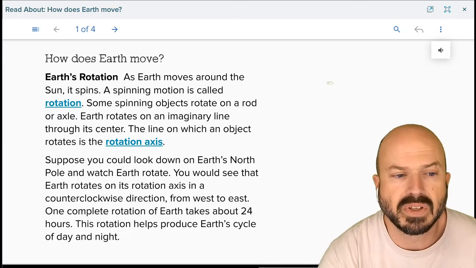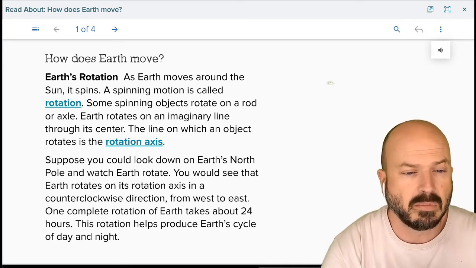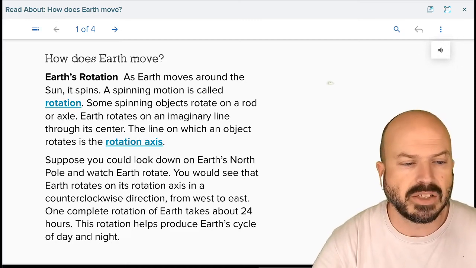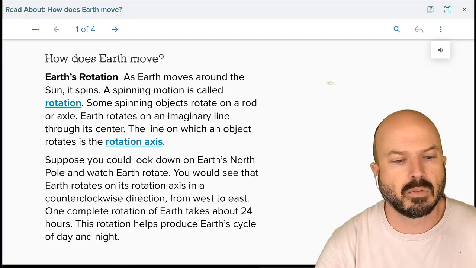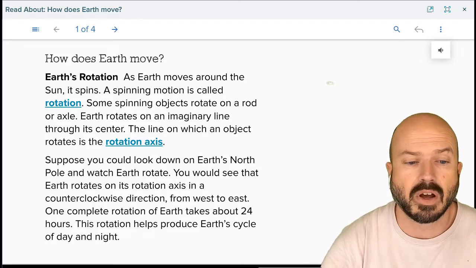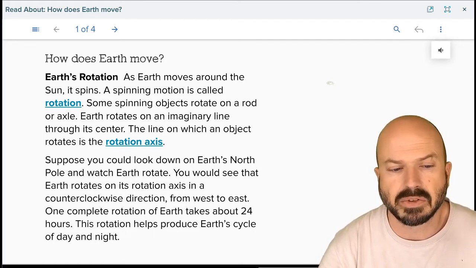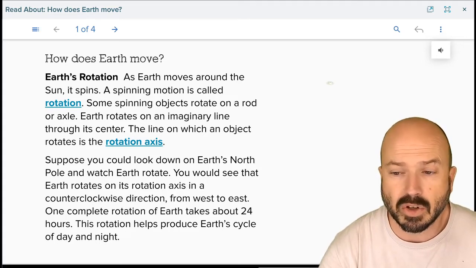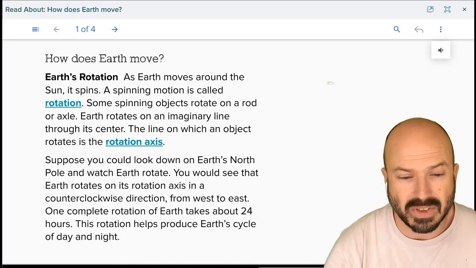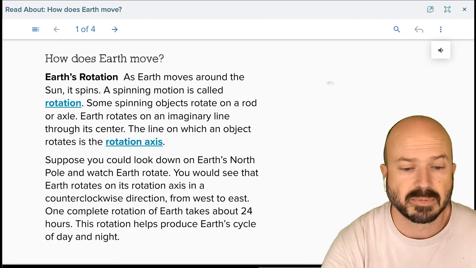So, as Earth moves around the sun, it spins. A spinning motion is called rotation. Some spinning objects rotate on a rod or axle. Earth rotates on an imaginary line through its center. The line on which an object rotates is its rotation axis. Suppose you could look down on Earth's North Pole and watch the Earth rotate. You would see that Earth rotates on its rotation axis in a counterclockwise direction from west to east. One complete rotation of Earth takes 24 hours, and this rotation produces Earth's cycle of day and night.